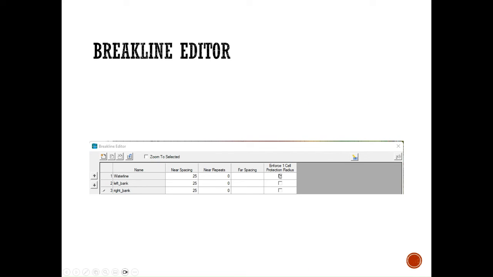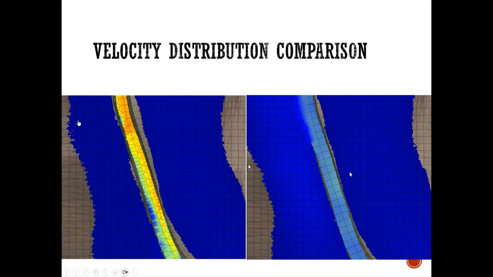So what I did to fix that was I checked off the enforce one cell protection radius for the left and right bank break lines, and only left it on for the main channel waterline break line. And then I reinforced my mesh and got a much more symmetrical mesh, as you can see here. So on the left, we're seeing the old asymmetrical mesh. On the right, we're seeing the newer, improved, more symmetrical mesh here.